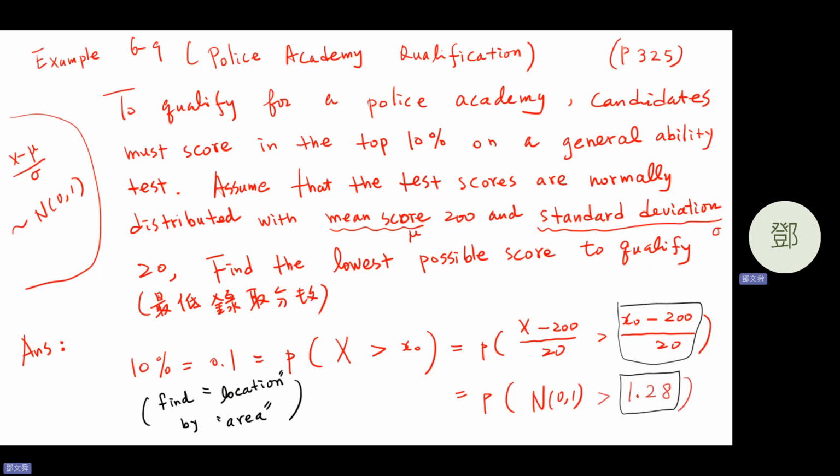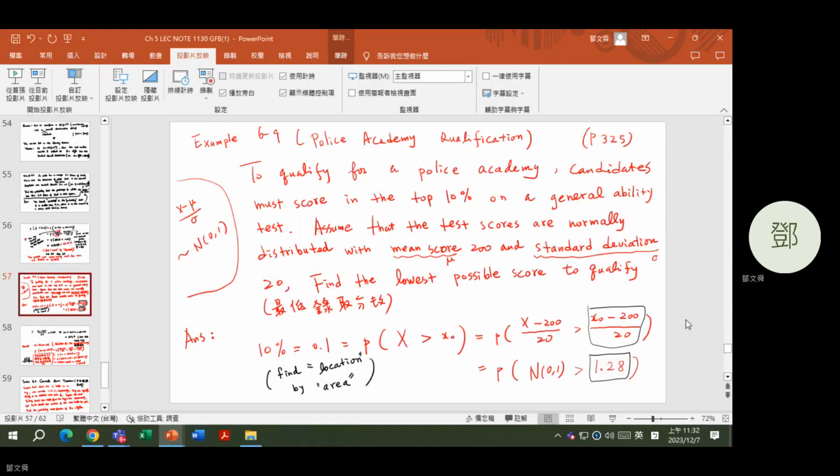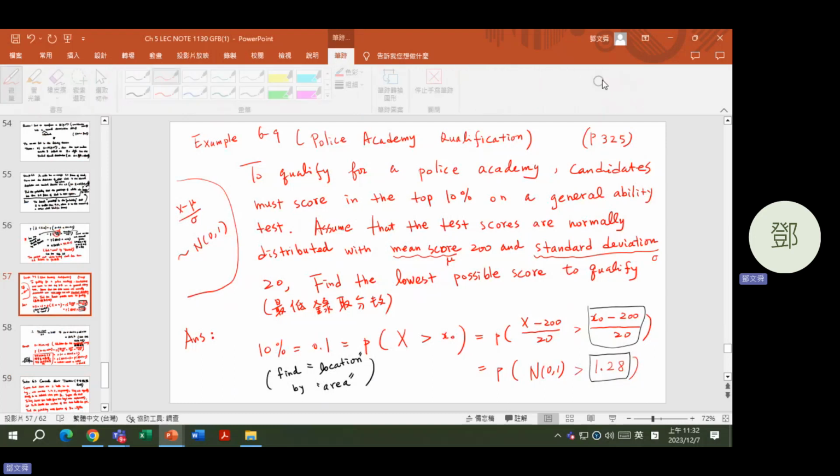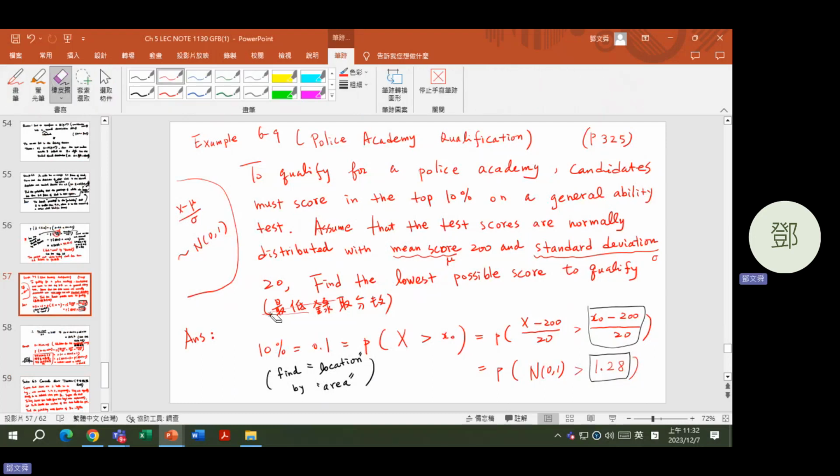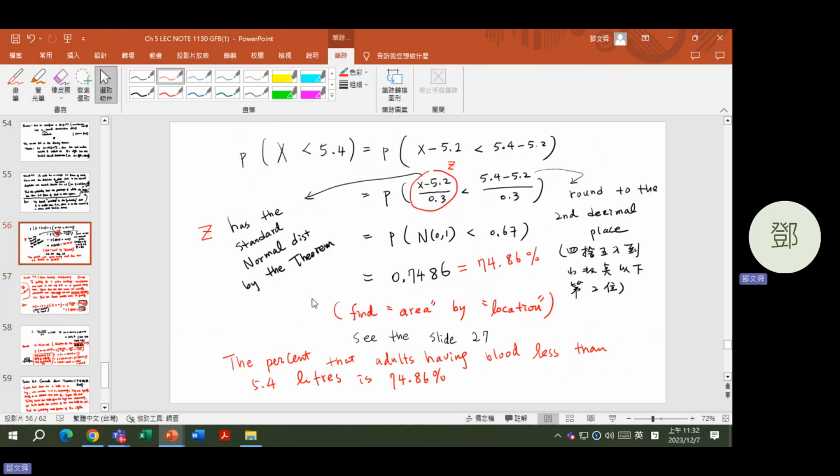In Chinese it is called 最低录取分数. And I have to wipe it off. I don't want it to leave any evidence. Here, wipe it off. And also this, wipe it off. No Chinese.